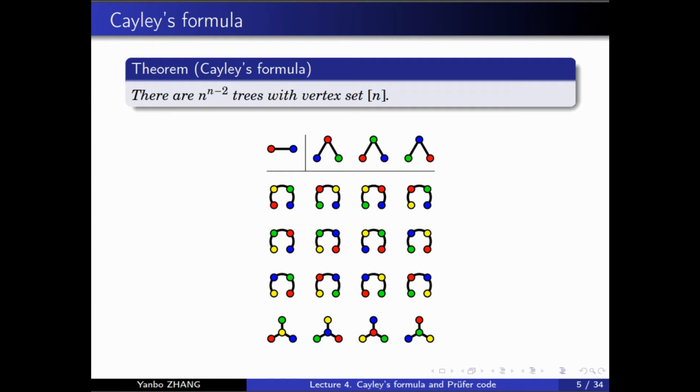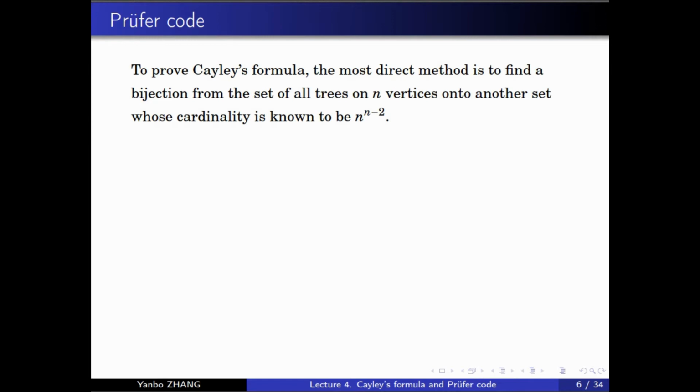Now we have Cayley's formula. Cayley's formula is to say there are n to the power n minus 2 trees with vertex set [n]. [n] has n elements from 1 to n. Note that there is no nice formula that tells you how many non-isomorphic trees there are. But here we consider labeled trees. If you look at these labeled trees, there is this beautiful formula.